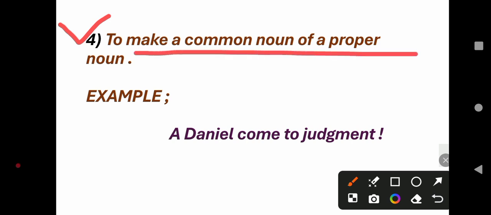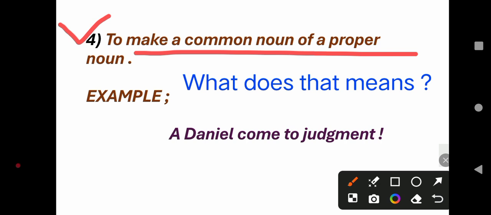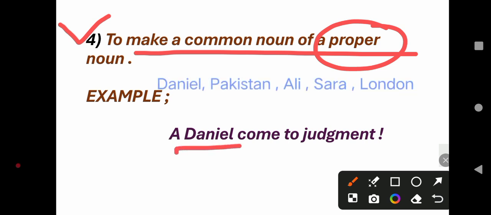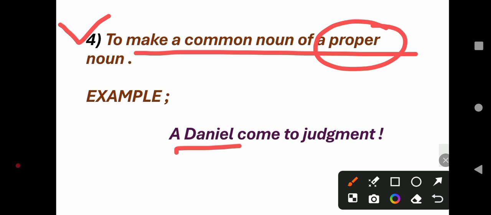Now you may be thinking, what does that mean? First, let us understand what a proper noun is. A proper noun is the name of a specific person, place, or thing, like Daniel, a person's name, Pakistan, a country, Ali, Sarah, London, Google, etc. All are specific, all are proper nouns. We usually don't use "a" or "an" before a proper noun, because they are specific names.